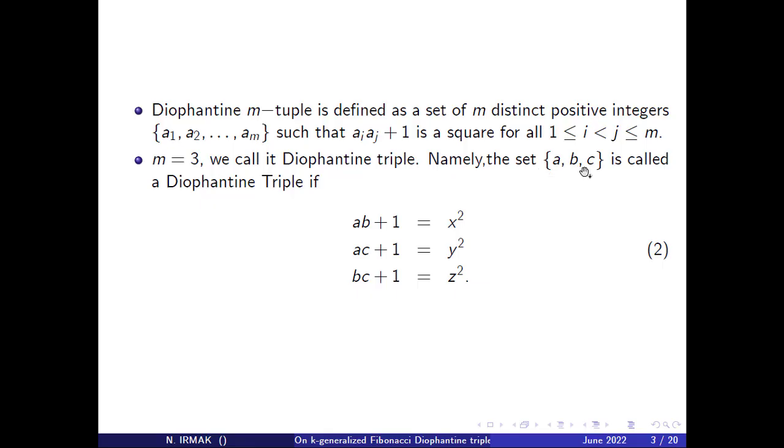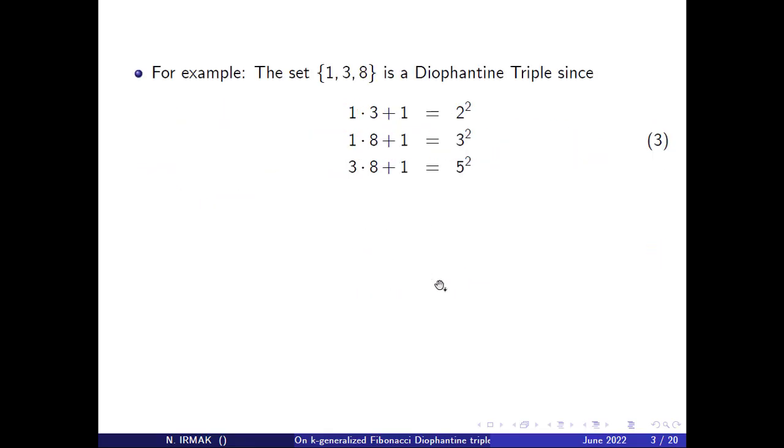Namely, the set {a, b, c} is a Diophantine triple if ab plus 1 is a square x squared, ac plus 1 is a square y squared, and bc plus 1 is a square z squared. As an example of this definition, the set 1, 3, and 8 is a Diophantine triple, since 1 times 3 plus 1 is a square 2 squared, 1 times 8 plus 1 is a square 3 squared, and 3 times 8 plus 1 is a square 5 squared.